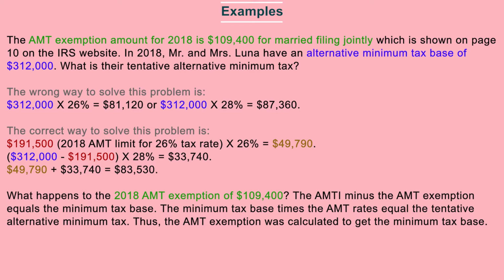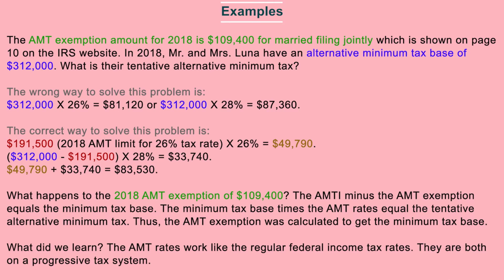What happens to the 2018 AMT exemption of $109,400? The AMTI minus the AMT exemption equals the minimum tax base. The minimum tax base times the AMT rate equals the tentative alternative minimum tax. Thus, the AMT exemption was calculated to get the minimum tax base. What did we learn? The AMT rates work like the regular federal income tax rates. They are both on a progressive tax system.